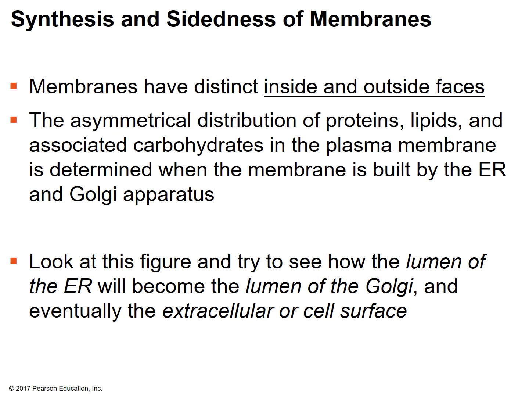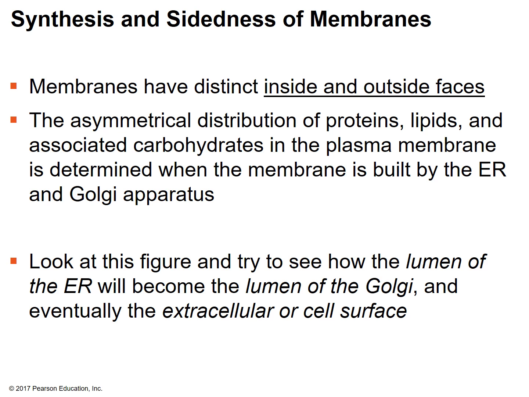Now, membranes have distinct inside and outside faces. We've sort of talked about how the lumen stays lumen and the cytoplasmic stays cytoplasmic. Well, you can think about the fact that this would be true for the two layers of the membrane as well. There's an asymmetrical distribution of those proteins, lipids, and carbohydrates in the plasma membrane because this is determined when this membrane is built by the ER and distributed by the Golgi apparatus.